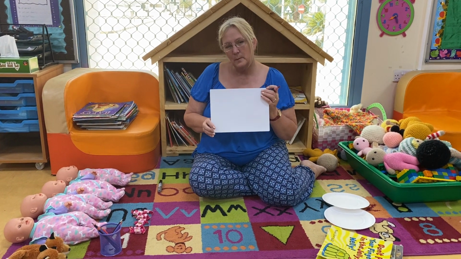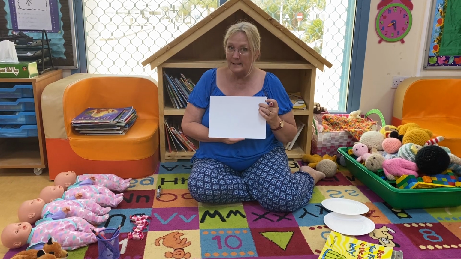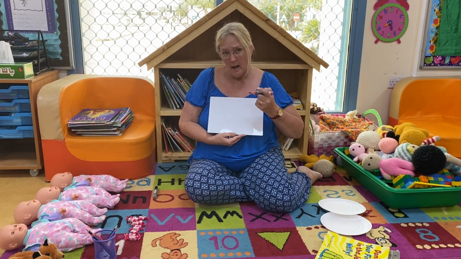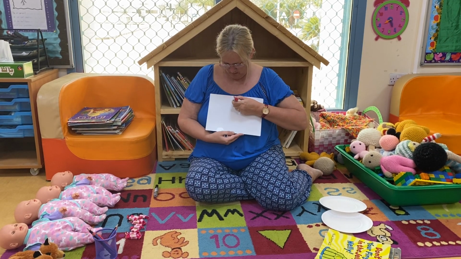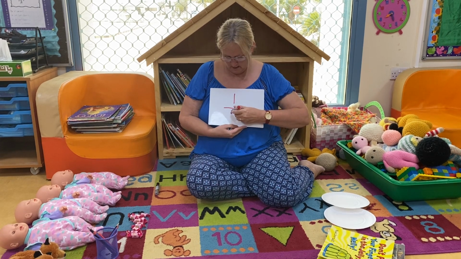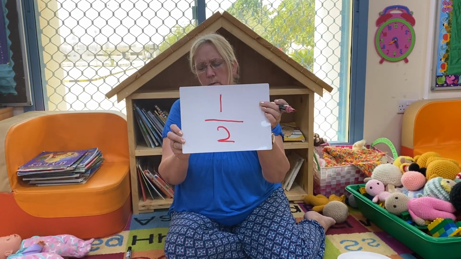Hi guys, last week in our maths topic we were talking about double. This week we're talking about half. How do we write half? We do a 1, then a line, and then a 2 underneath. That's funny. Why do we do that?